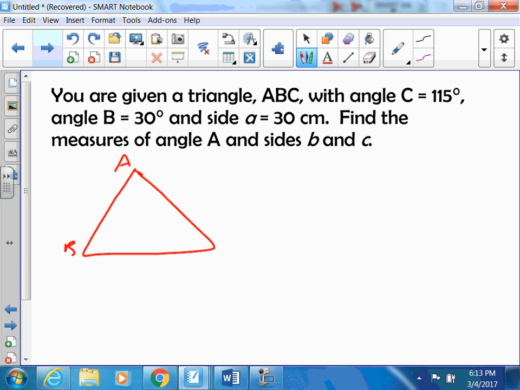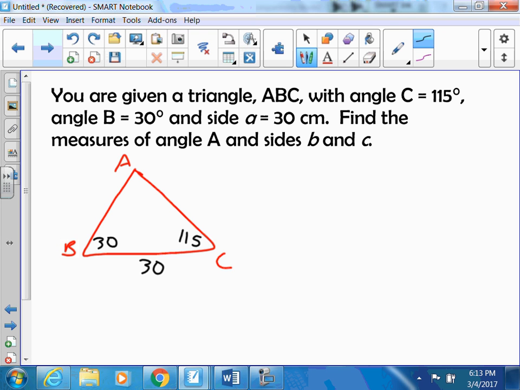So label the vertices A, B, C, and then what do we know for angle A? We don't know anything. Angle B is 30. Angle C is 115. And then side a is 30, because side a has to be across from angle A. Okay, now first question, can we do law of sines?